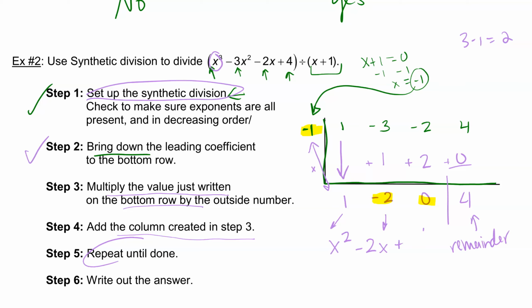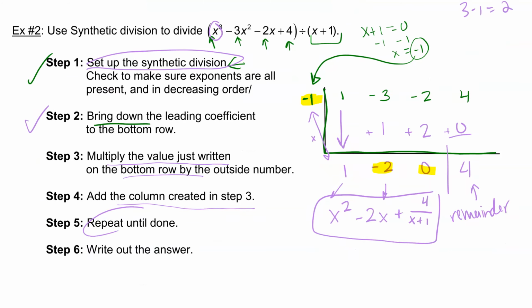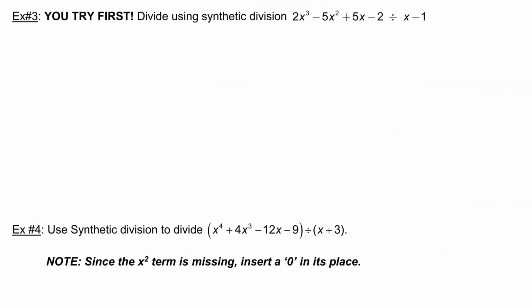There's no constant, and then plus 4 over, remember, we were dividing by x plus 1. So this is the first answer. All right, so you go ahead, try example 3, and I will write it out.